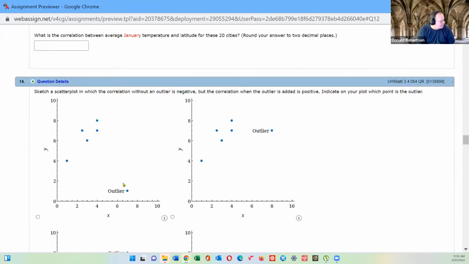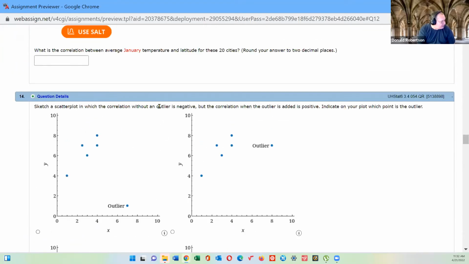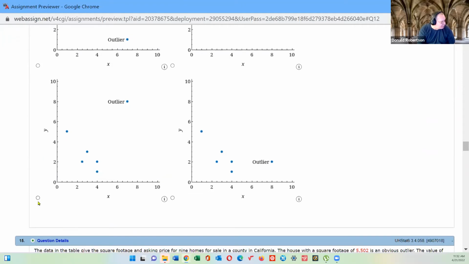Right? So if we look at which of these is negative without the outlier, but is positive when you add it, it would be this picture here. If that outlier disappeared, isn't the data negative? If that outlier was being used, think of the magnet analogy, wouldn't the line be pulled at least towards it? Maybe not exactly on it, but at least towards it.